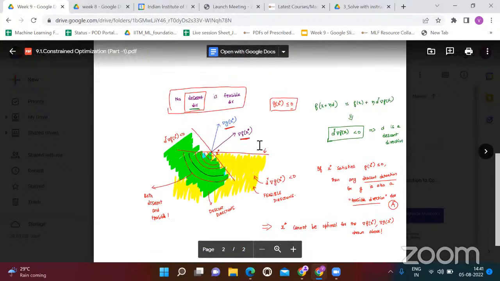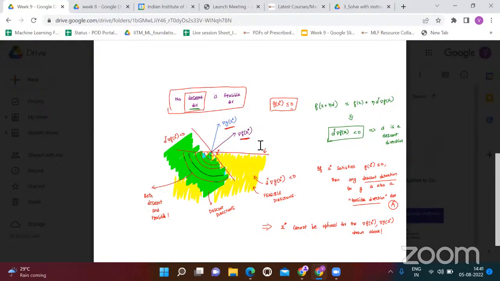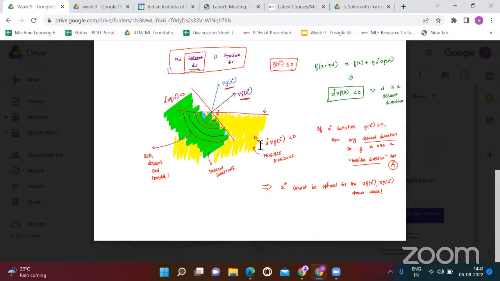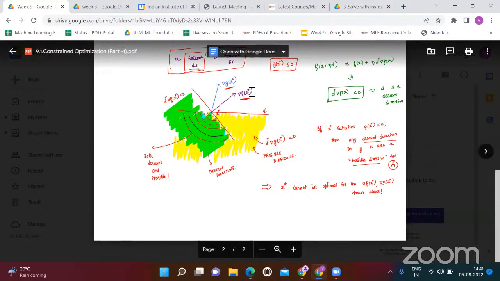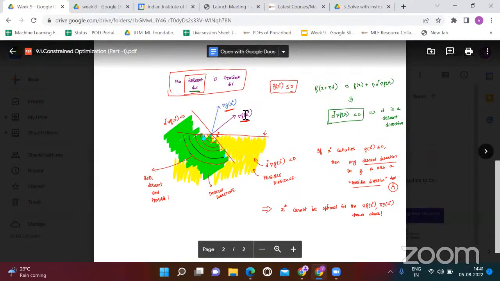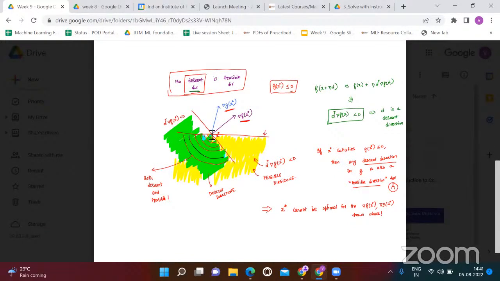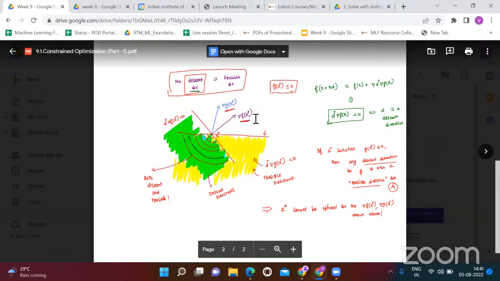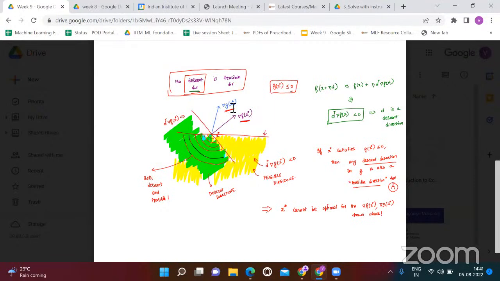It's not as important, but you should be able to identify which are the descent directions. For example, if I have the del of f star, we need the dot product to be less than 0. So the green section is mostly the descent directions for this del of f star. Similarly for del of g star, because we need the feasible direction also. We can see there is so much common direction where you can get feasible as well as descent directions.